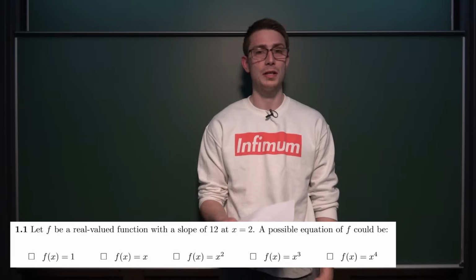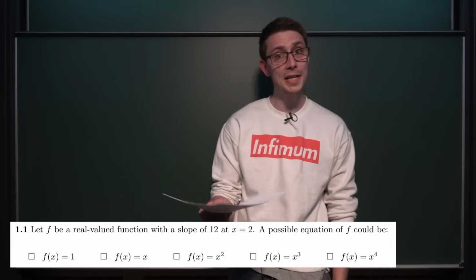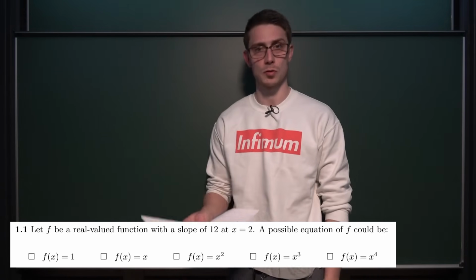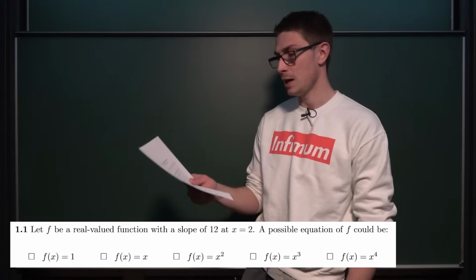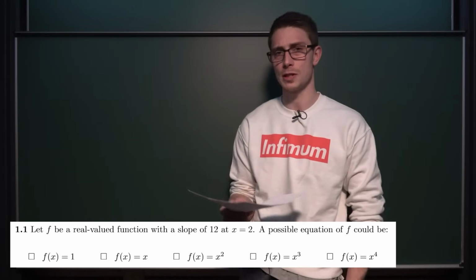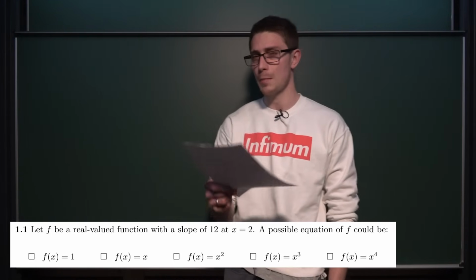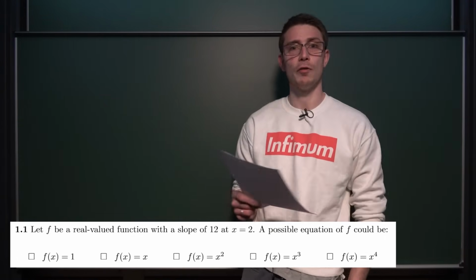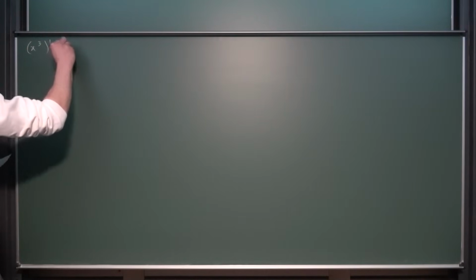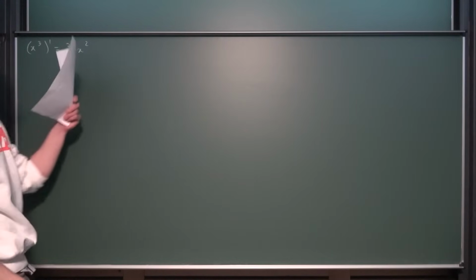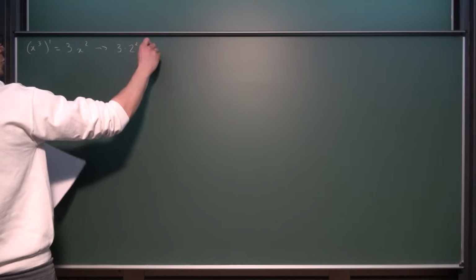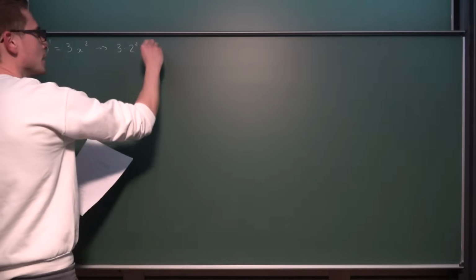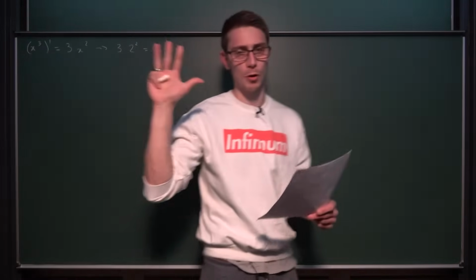So the derivative of 1 is 0, doesn't work out. The derivative of x is going to be 1, doesn't work out. The derivative of x squared is 2x. If we plug 2 in, we get 2 times 2, which is equal to 4. Still doesn't work out, but maybe we are getting closer. The derivative of x cubed is going to be 3x squared. And if we now plug 2 in, we are going to get 3 times 2 squared, which is the same as 3 times 4, which is 12. So we check the 4th box.